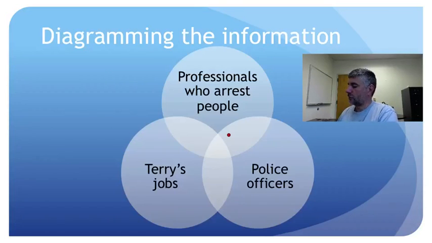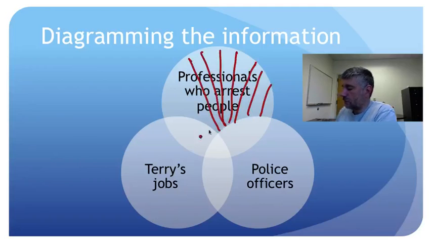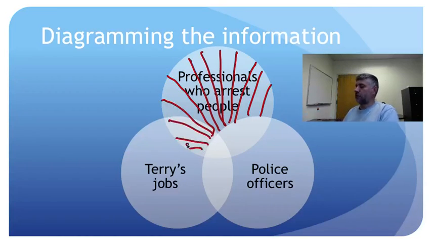So, how would we visually represent that? Only police officers can arrest people. That means that in the circle of professionals who arrest people, we have to shade in this part, because there are no professionals who arrest people other than police officers. Only police officers arrest people. So we shade in that portion of the professionals who arrest people circle.